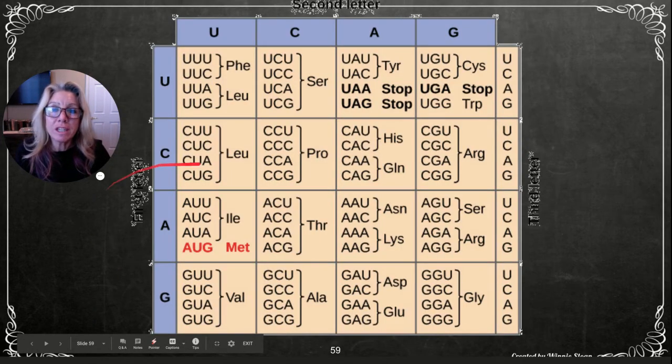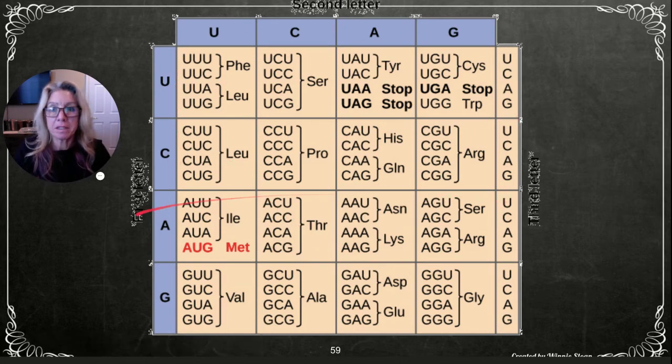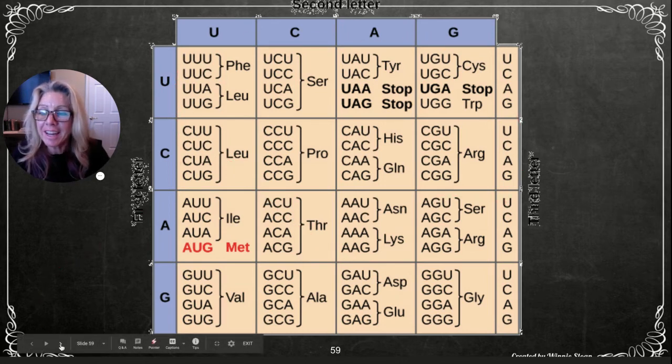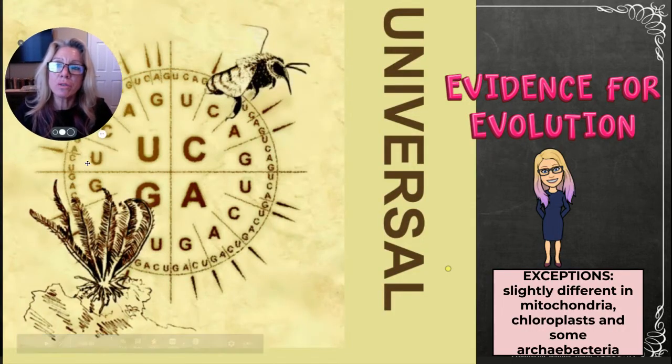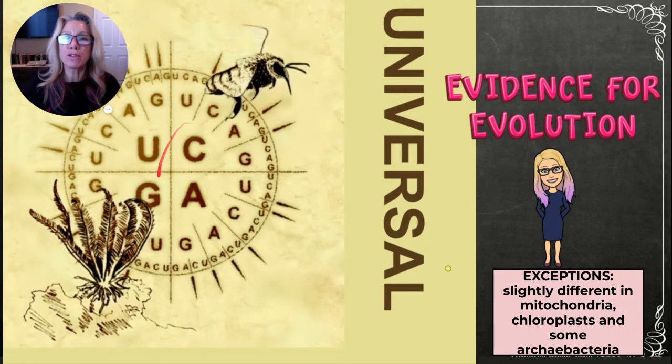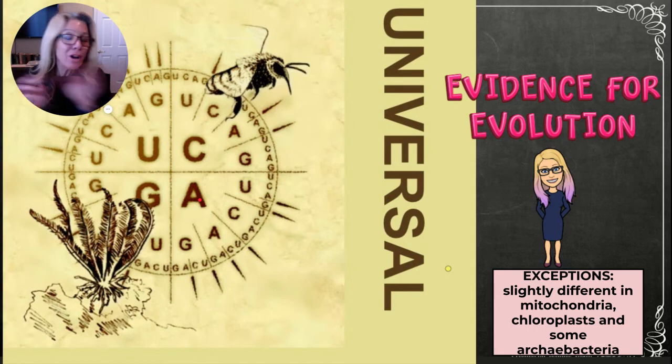Okay, so this is just a bigger chart: first base, second base, third base. I just wanted to point that out to you again. And then just to remind you that this shows the universalness of life on Earth, because all life, okay, we all speak different languages depending on where we live, right?